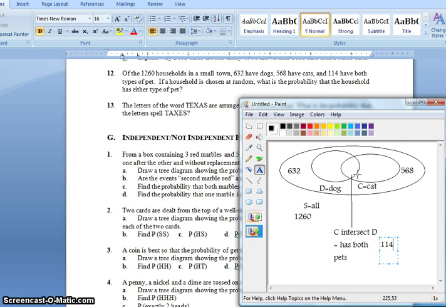And that idea of saying, what if I already know some previous information? What if I actually pretend this part, the dog owners, is my entire new sample space? That's called conditional probability. And it's a really, really useful thing.